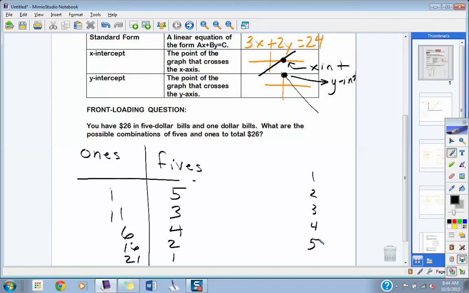Let's see, if I had 1 five, we had 21 ones, right? If I had 2 fives, we had 16 ones. If I had 3 fives, we had 11 ones. 4 fives, 6 ones. Check this out, guys.